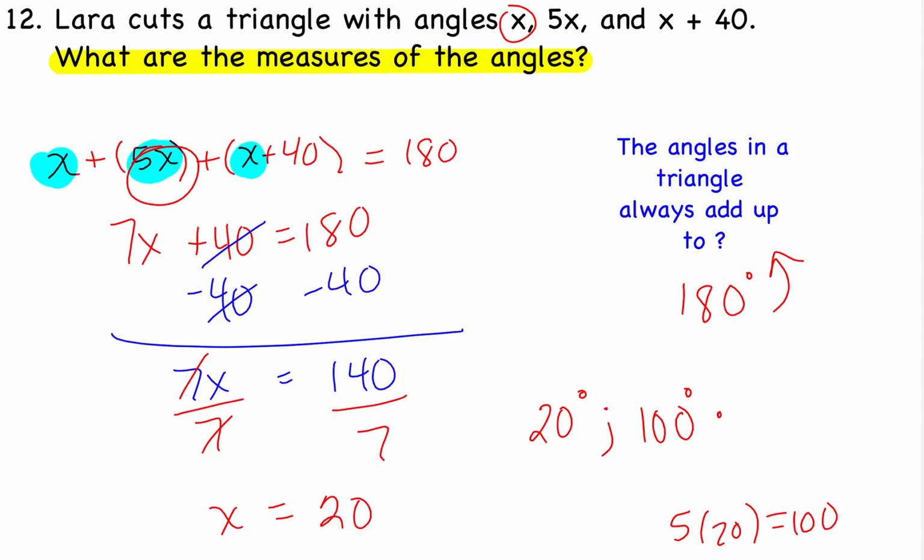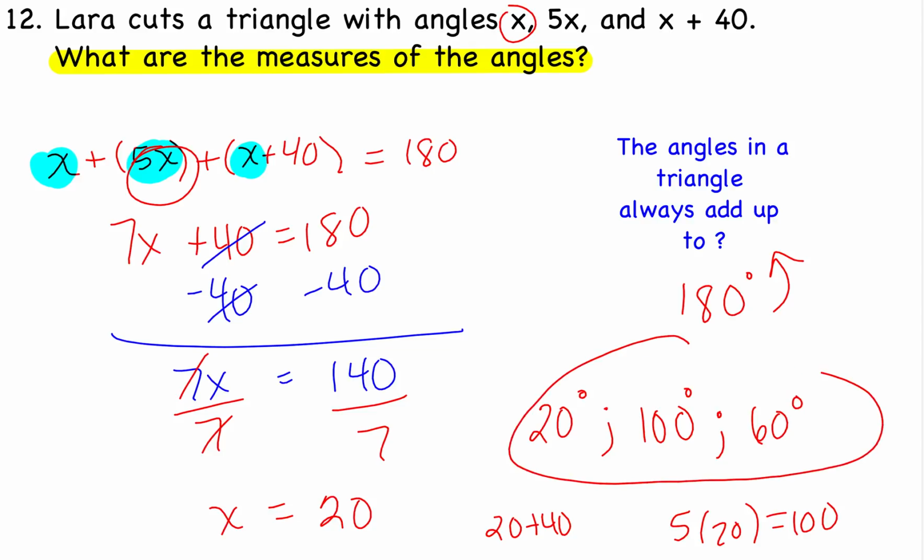And then our third angle is x plus 40. Well, x was 20, right? So we're going to have 20 plus 40, and that is equal to 60. So now if you add these three angles up, 100 plus 60 plus 20, we should end up with 180, and we do.